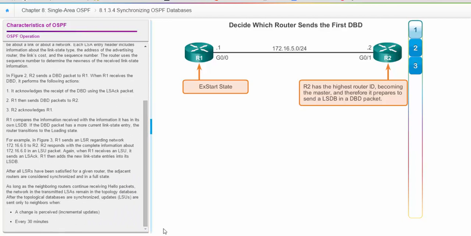After all LSRs have been satisfied for a given router, the adjacent routers are considered synchronized and in full state. As long as the neighboring routers continue receiving hello packets, the transmitted LSAs remain in the topology database. After the topological databases are synchronized, LSUs are sent only to neighbors when a change is perceived and every 30 minutes.